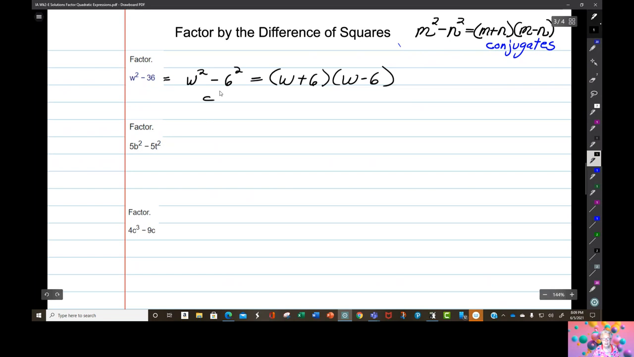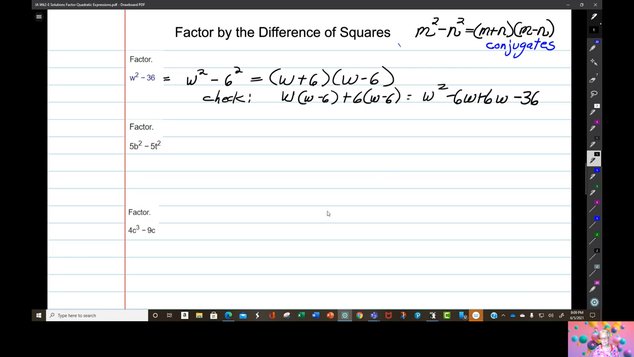You can check it. W times W minus 6 plus 6 times W minus 6 equals W squared minus 6W plus 6W minus 36. Negative 6W plus 6W is 0, so this is W squared plus 0 minus 36, which is W squared minus 36. Exactly what we started out with.